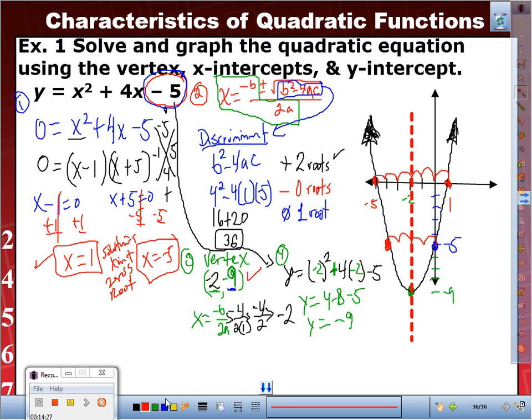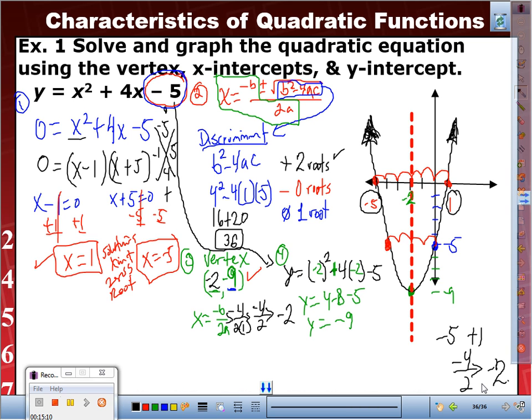Furthermore, what was the x value of the line of symmetry or the vertex? Negative 2. Now watch. Look what I'm going to do. Look at this x-intercept. And look at this x-intercept. You have negative 5 and positive 1. That becomes what? Negative 4. And then how many distances do we have away? One on this side, one on this side. That's two different sides. Whoa! Did everybody see what I did?